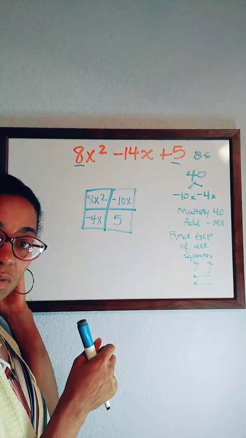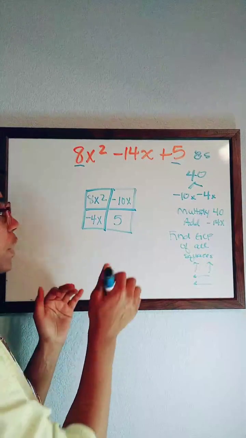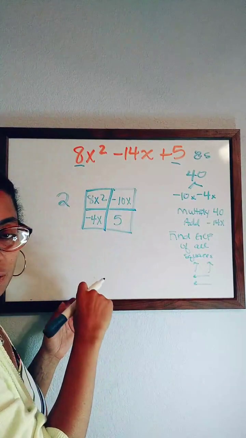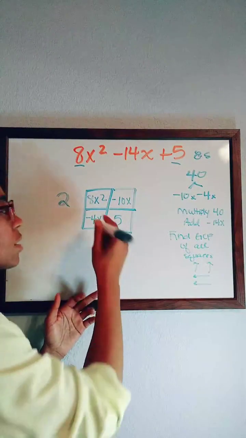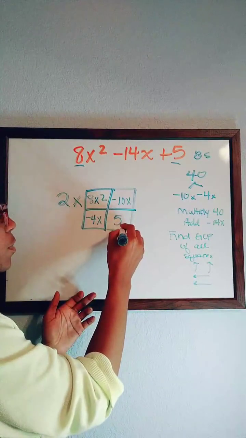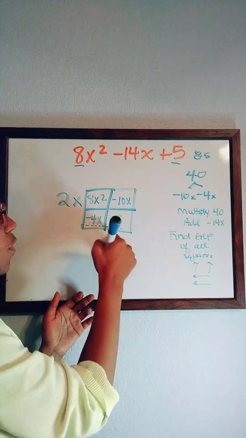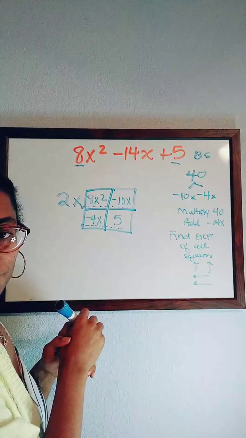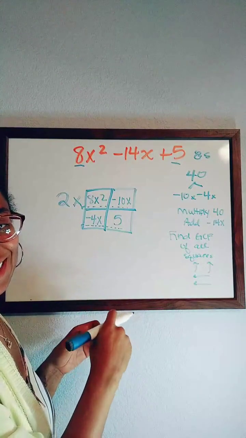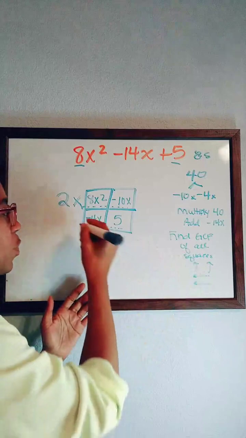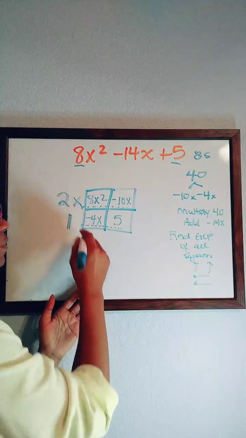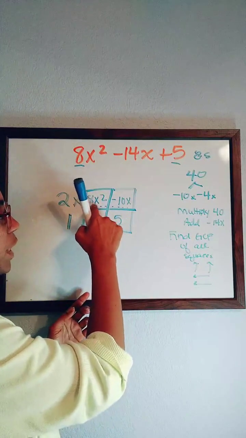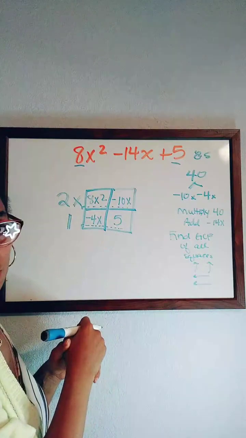Two. Okay, 2 and what else? They also have a variable in common. X. Okay, and what would be my GCF of negative 4x and 5? Do I have a GCF going that way? That don't be making sense. Just a 1. And then what about going vertically? Do I have a GCF? What's my GCF between 8x squared and negative 4x? What's my GCF?